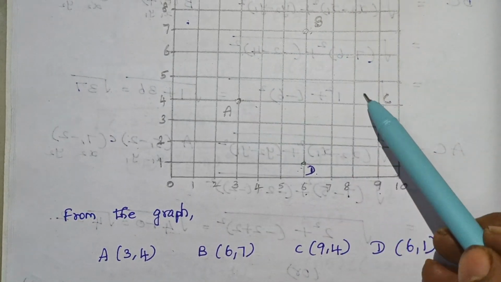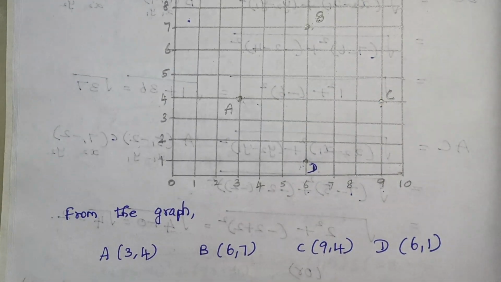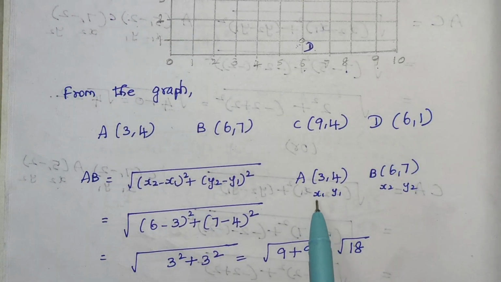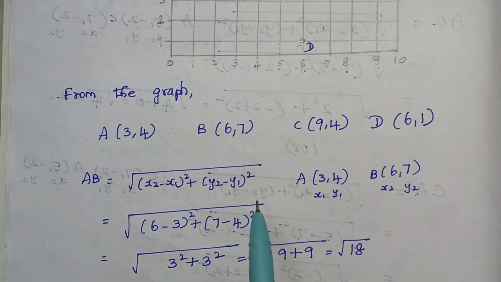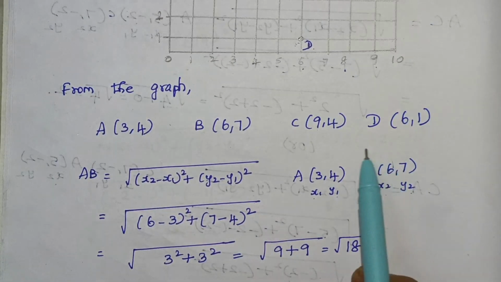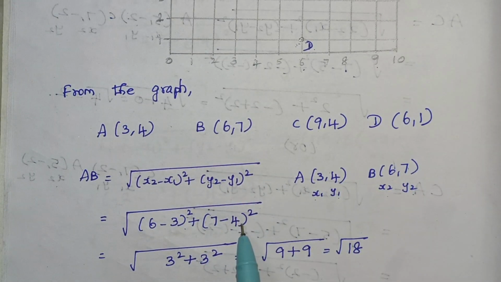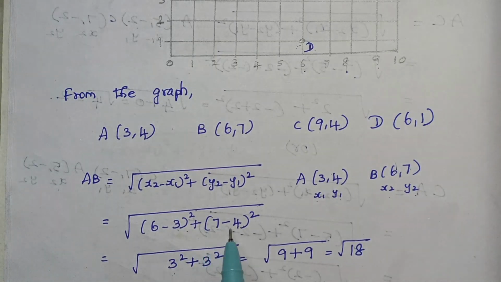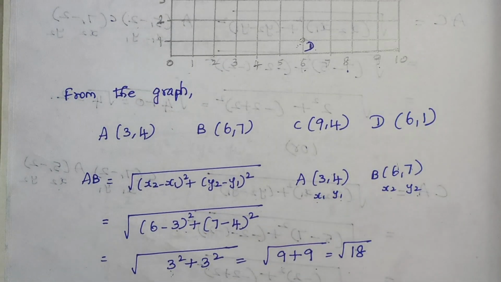First we have to find all the 4 sides. Then we have to go with the diagonals. So first we start with the side AB. Write down the points of A and B: A is x1, y1 and B is x2, y2. By using the distance formula, x2 minus x1, so 6 minus 3 the whole square plus 7 minus 4 the whole square. What is 6 minus 3? It is 3, therefore 3 square. And what is 7 minus 4? Again 3, so 3 square. 3 square is 9. So 9 plus 9, which is square root of 18.